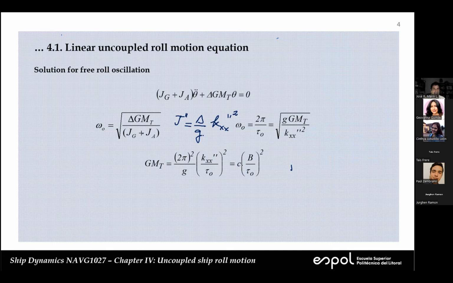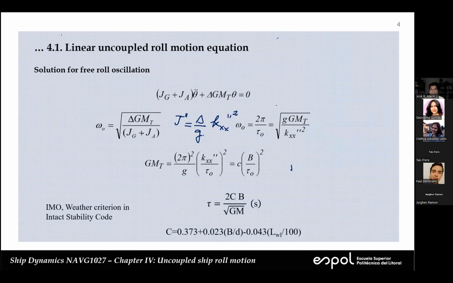Since I was looking at this stability problem of the Yolinda, that's the name of this ship, I looked up the IMO weather criterion. This is the intact stability code. In some steps of the weather criterion, you have to estimate the period of oscillation. And this is the expression that they give you for that. The period is 2C B divided by the square root of GM.